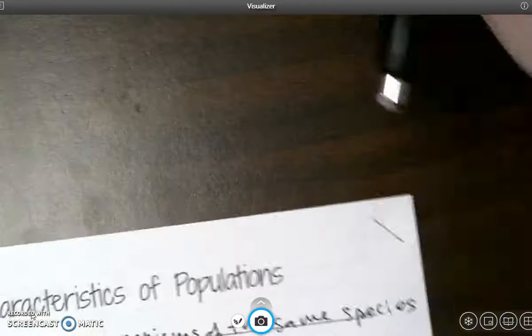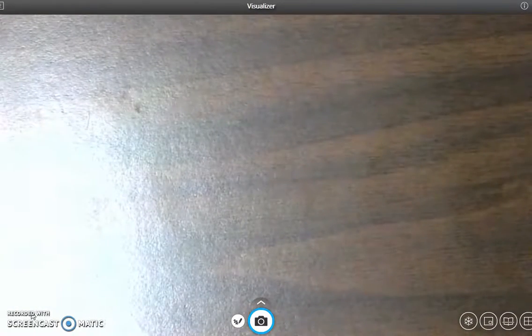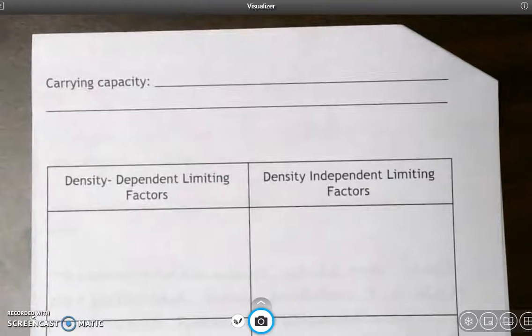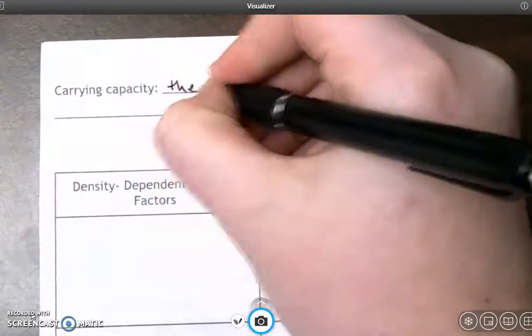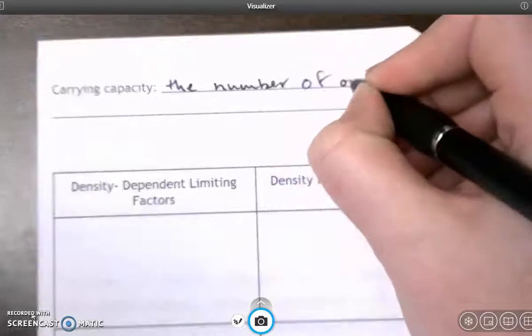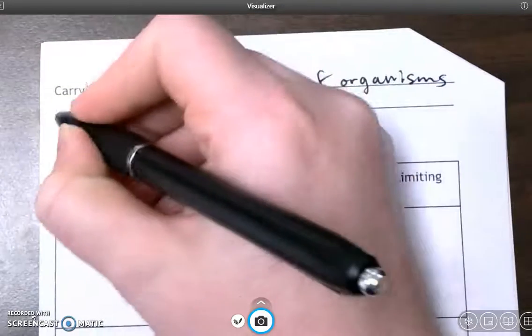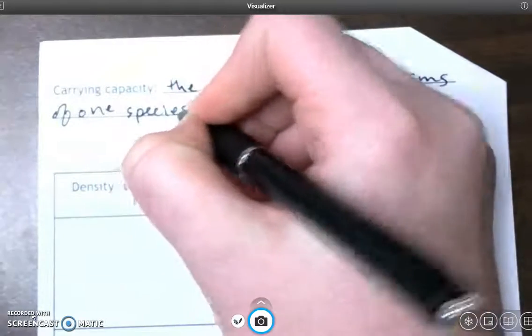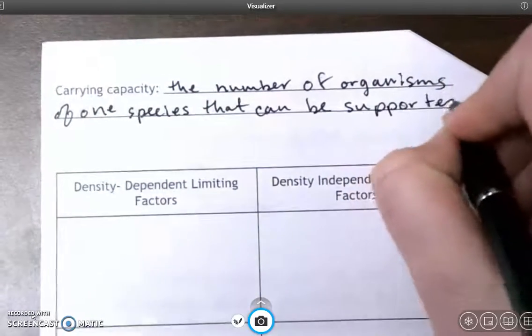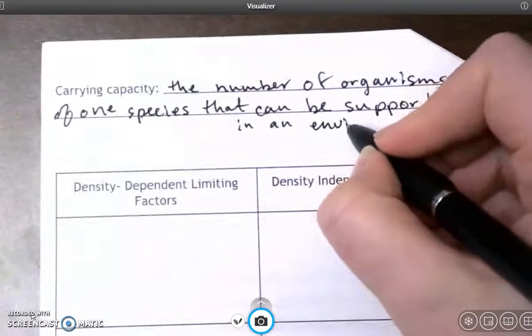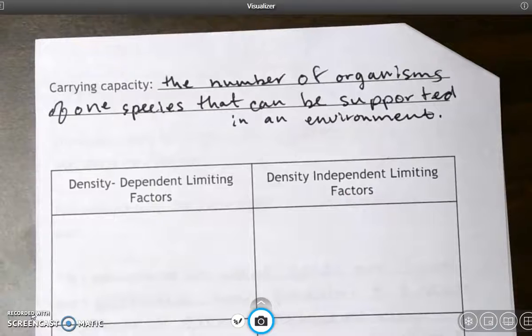Okay, so let's move on to our second page. We're going to define carrying capacity and then list some density-dependent and density-independent limiting factors. We have talked about carrying capacity a lot lately, but let's define it one more time. It is the number of organisms of one species that can be supported in an environment. These density-dependent and density-independent factors contribute to the carrying capacity. They are what help determine it. So let's label what they are, and then we'll go into some detail.